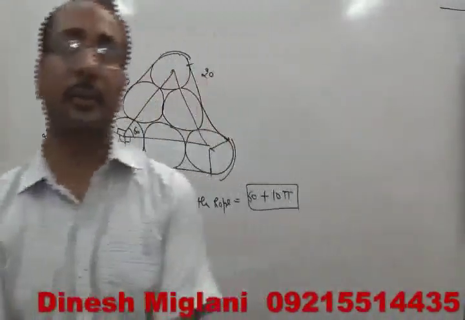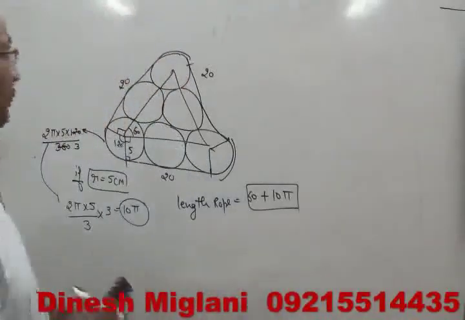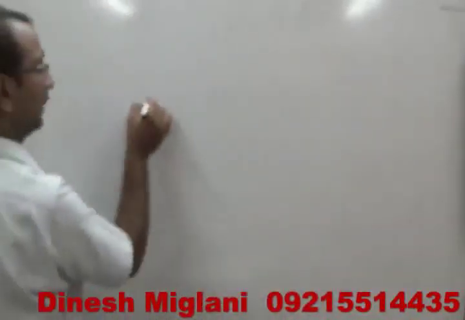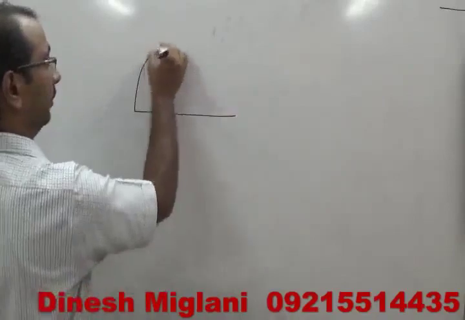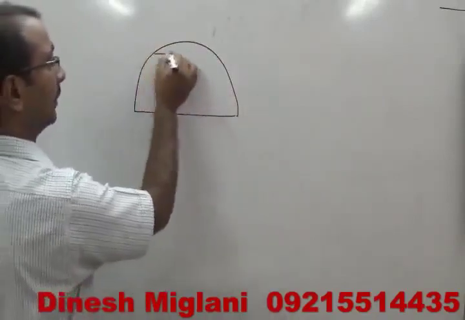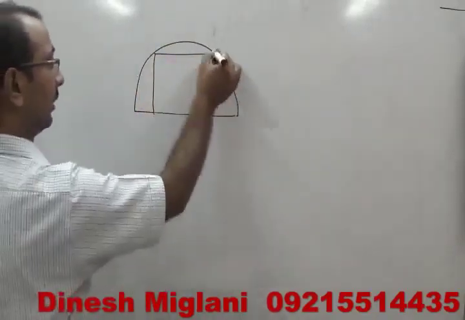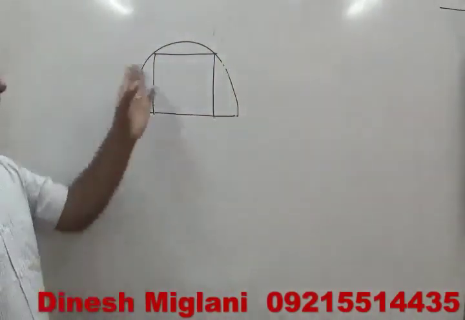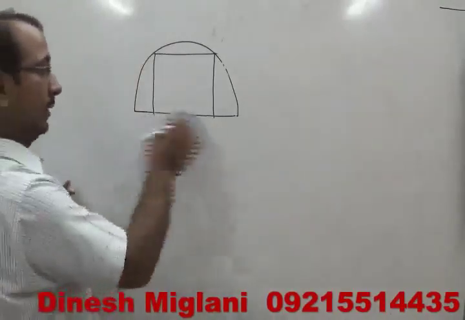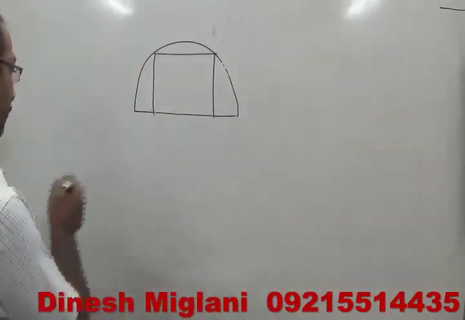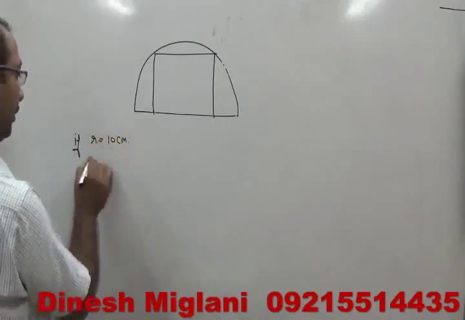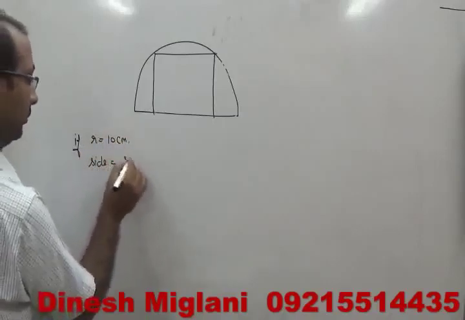Let us take the next problem here, question number 25. It states that you have one semicircle. Inside the semicircle, one square is made where two sides of the square touch it and 2 points are on that diameter. If the radius of the semicircle is 10 centimeter, we have to find what is the side of the square. That's our question.